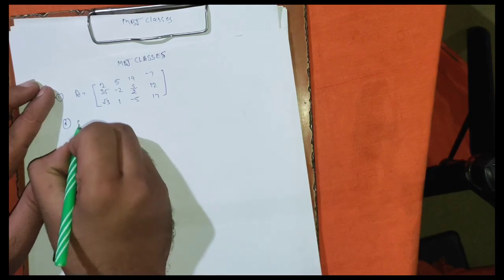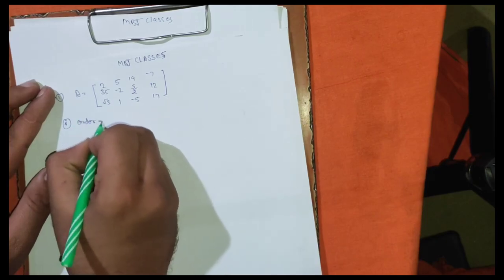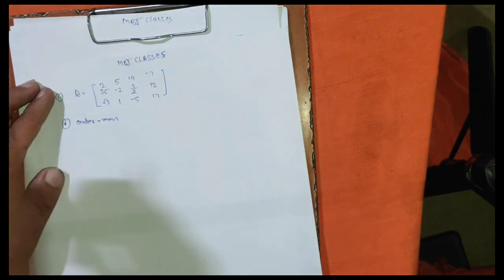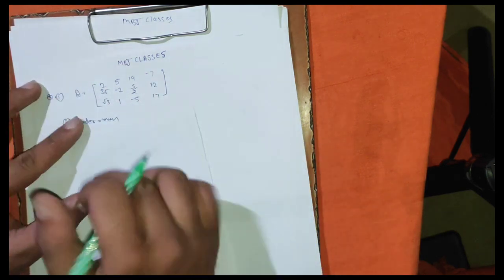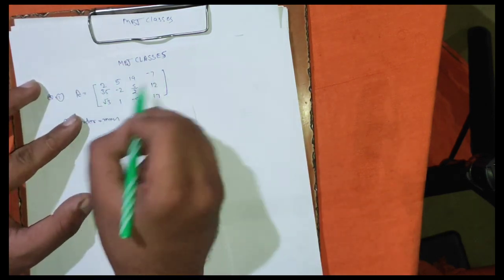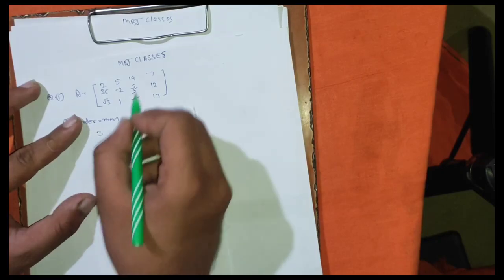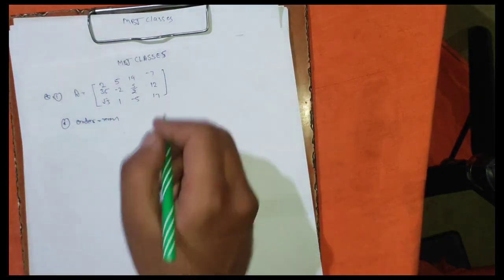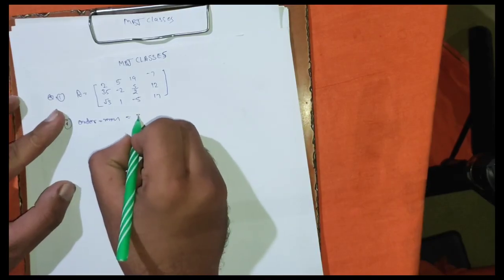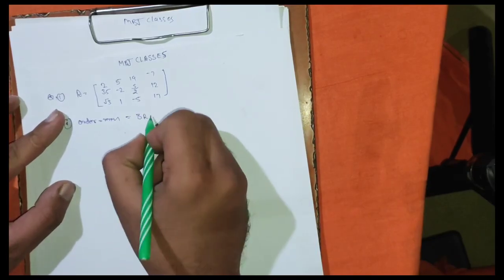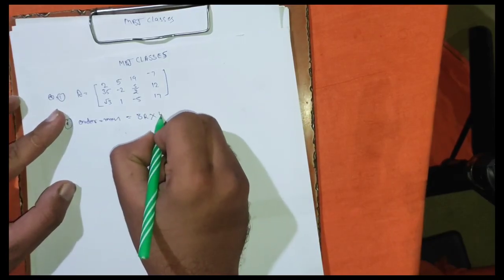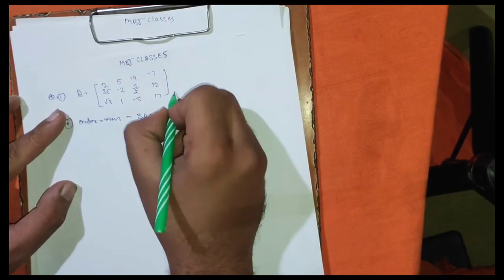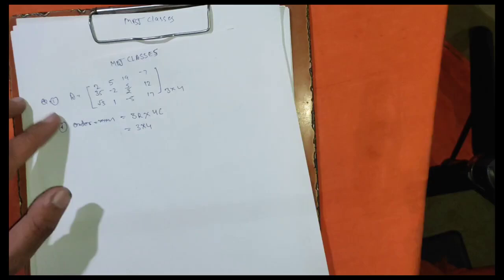So the order is m cross n. The number of rows: 1, 2, 3, first row, second, third row, so it has 3 rows and 4 columns. We can say 3 rows by 4 columns, so the order of this matrix is 3 by 4.